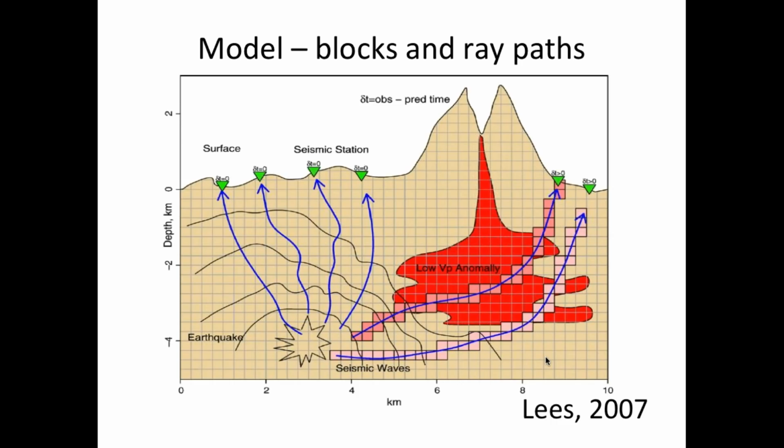The medical profession has a great advantage because they can get on both sides of your head. They can put the X-ray source on one side and the receiver on the other and spin it around and get very good resolution. With volcanoes, the problem we have is that we can only put our stations on the surface or occasionally in boreholes, maybe a few hundred meters deep.